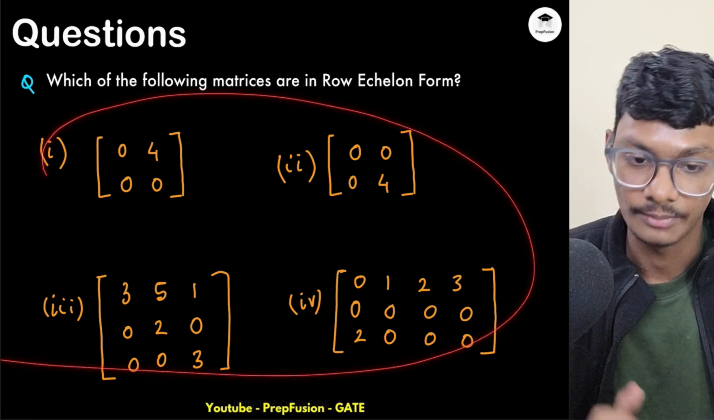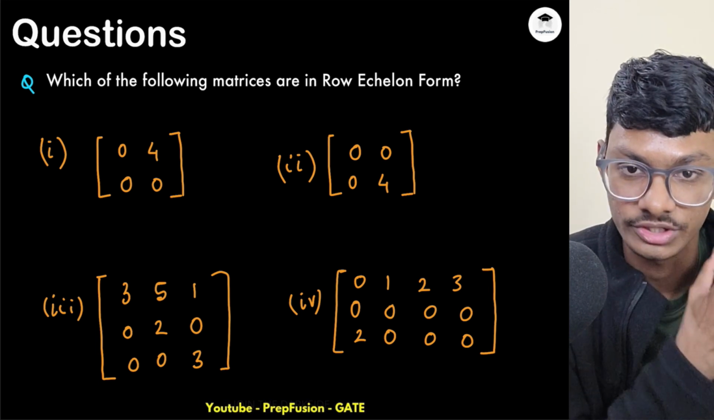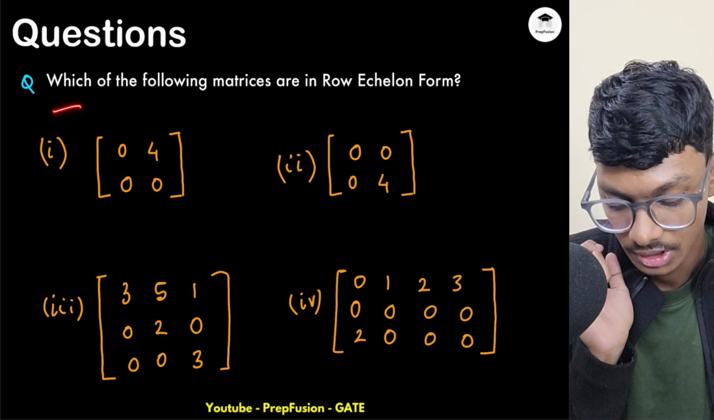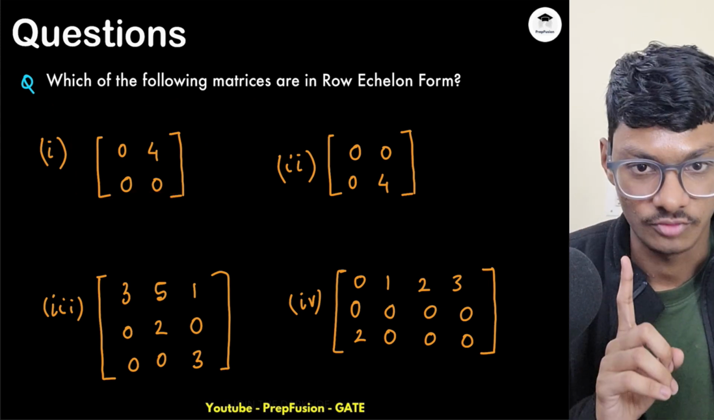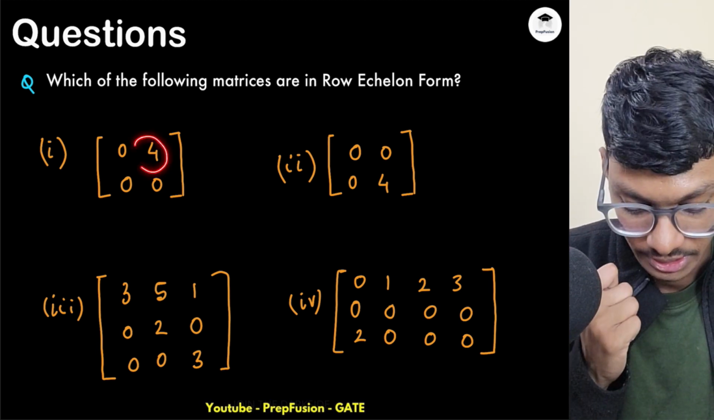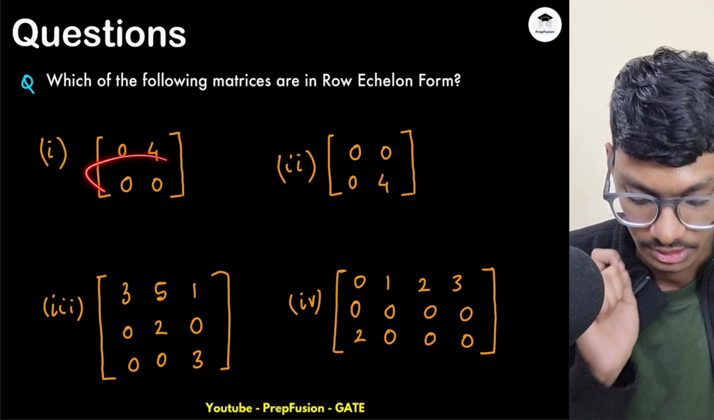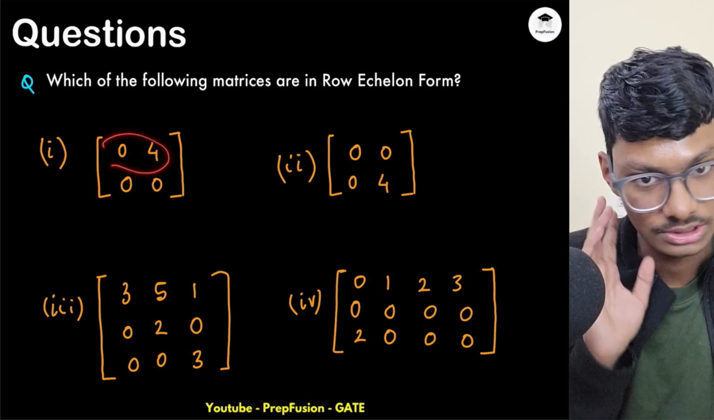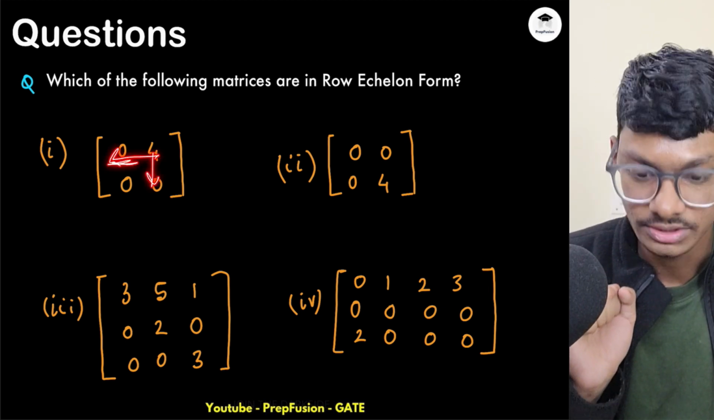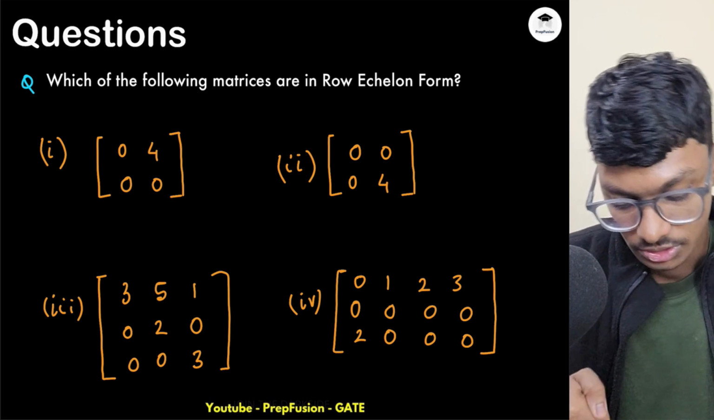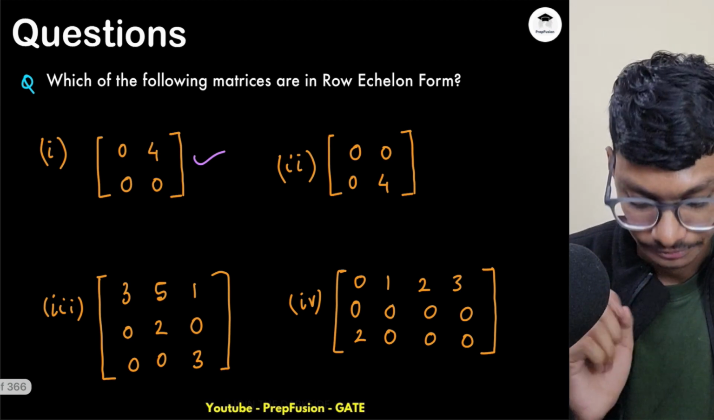Now let's take a few examples, so we'll also understand better which ones are in the row echelon format and which ones aren't. So here, which of the following matrices are in row echelon format? Is this in the row echelon format? This is the first row and the number of zero elements before the non-zero element is 1. Here how many zero elements do we have? 2. So this is correct. And on the left of this and below this, everything is 0. So this is also correct. Hence this is in the row echelon format.